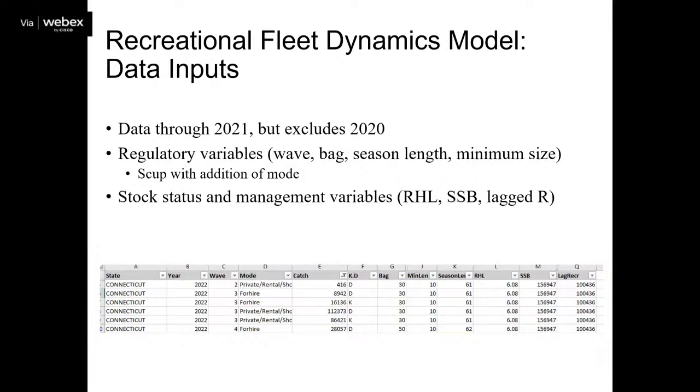And the little table at the bottom there shows you an example of the data frame that's going into it. And this is showing an example for Scup. So you can see it includes regulatory variables such as the wave, the bag limit in place for that wave, the season length, meaning the number of days open in that wave, and then a minimum size. And as I previously mentioned, there's a mode variable in there only for Scup. And then also there are, again, those stock status and management variables like the RHL, spawning stock biomass, and recruitment. Next slide.